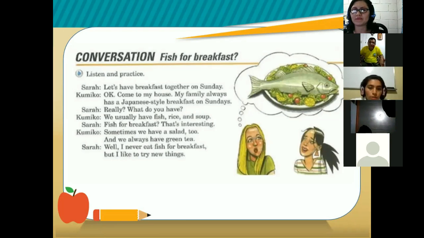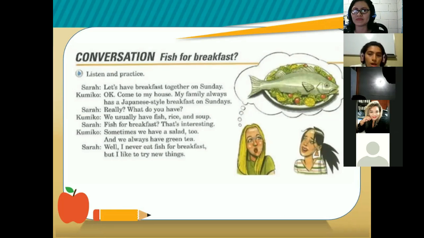Let's have breakfast together on Sunday. Okay, come to my house. My family always has a Japanese-style breakfast on Sundays. Really? What do you have? We usually have fish, rice, and soup. Fish for breakfast? That's interesting. Sometimes we have a salad too, and we always have green tea. Well, I never eat fish for breakfast, but I like to try new things.